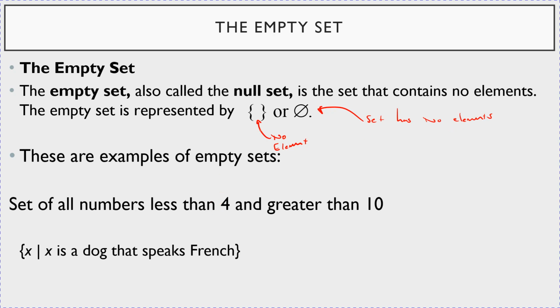Here are some examples of empty sets. If you say the set of all numbers less than 4 but greater than or equal to 10, you can't be less than 4 and greater than 10. So this is the empty set. It's got no elements in it. Or the set of elements x such that x is a dog that speaks French. There are no dogs that speak French, so that would be a set that has no elements. Either notation is totally fine. You could do empty braces, or you could do the 0 with the line through it.